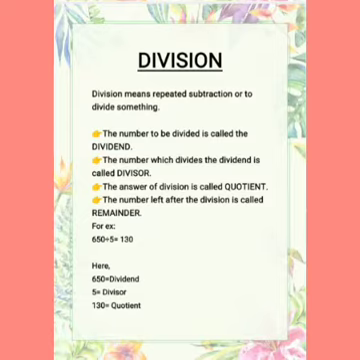The number to be divided is called the dividend. The number which divides the dividend is called the divisor. The answer of division is called the quotient, and the number left after the division is called the remainder. For example, 650 to be divided by 5. The answer is 130. So here 650 is the dividend, 5 is the divisor, and the answer 130 is the quotient.